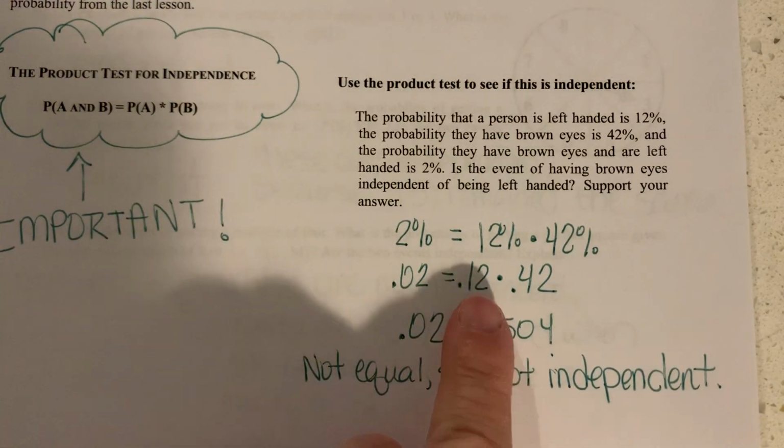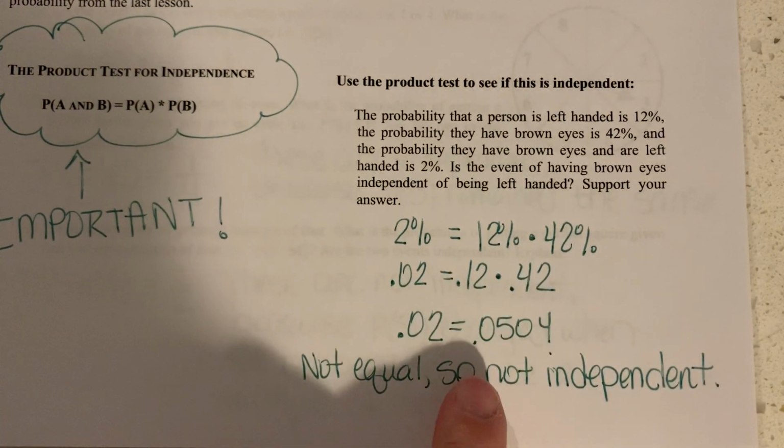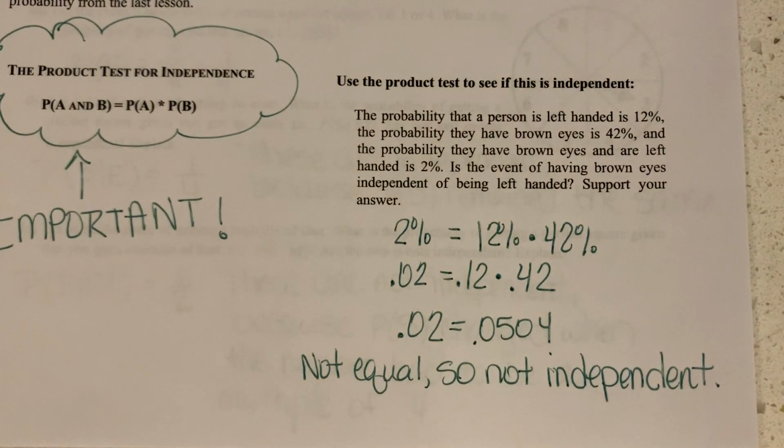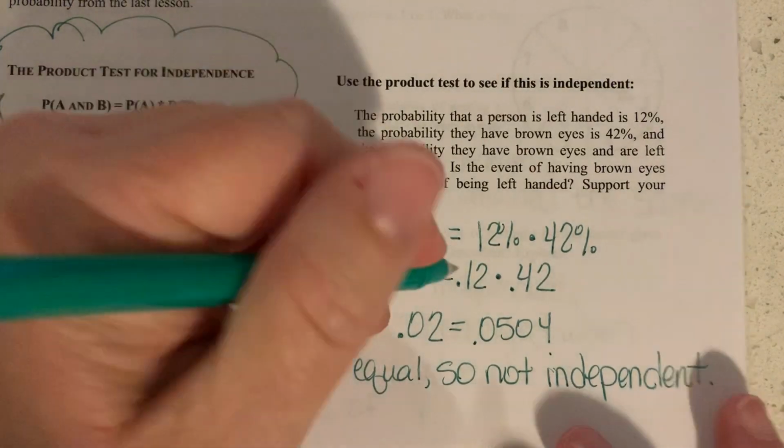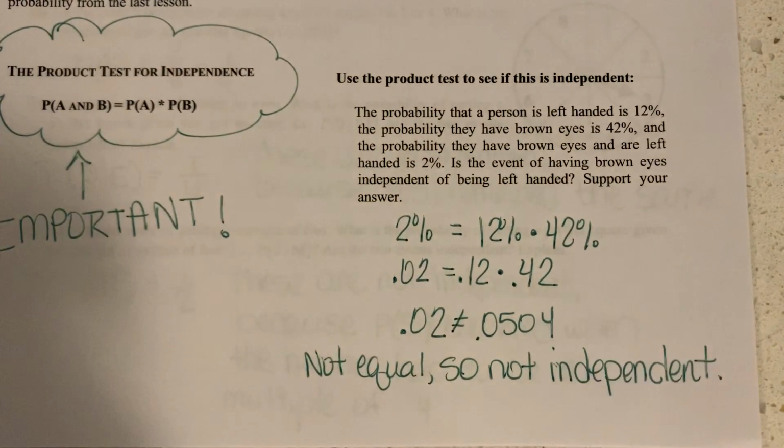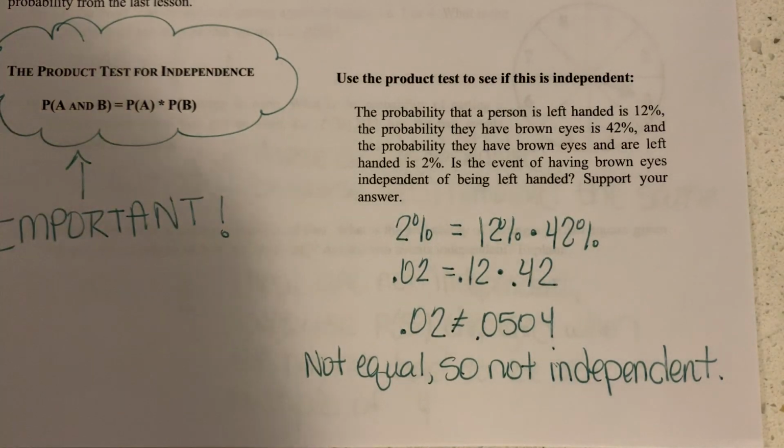And 0.02, when you multiply these, you get 0.0504. And in fact, those are not equal. So we can put a not equal to sign there. So therefore, because they're not equal, they are not independent. They're not completely independent. Okay?